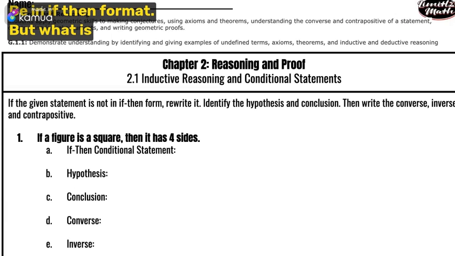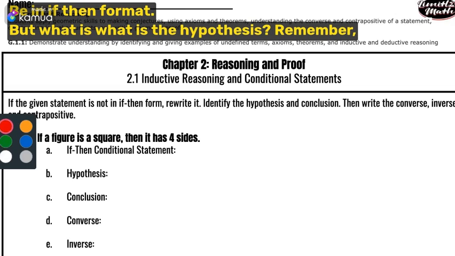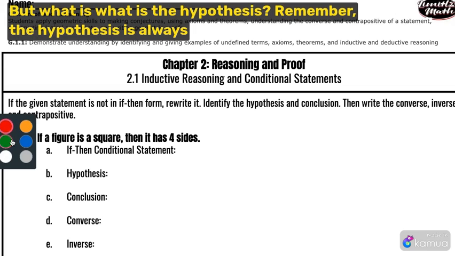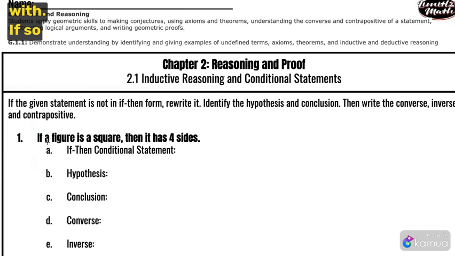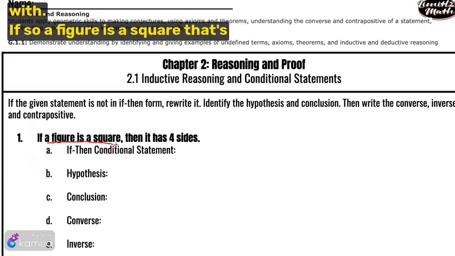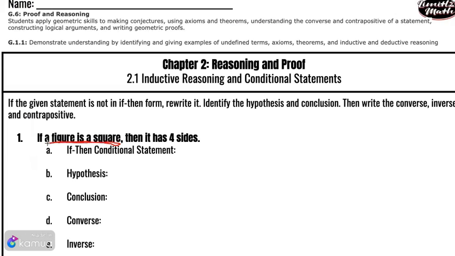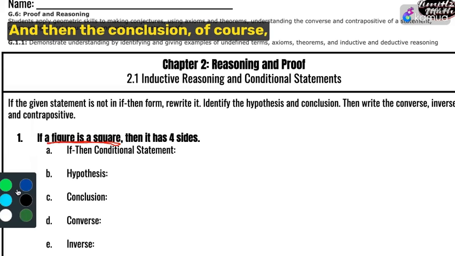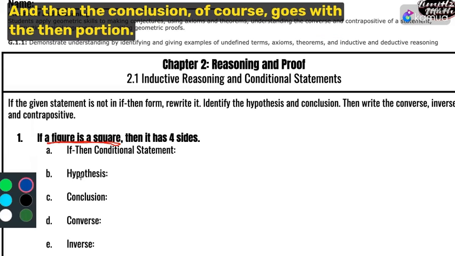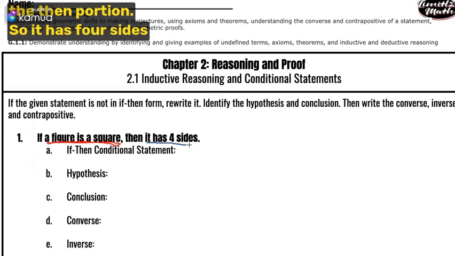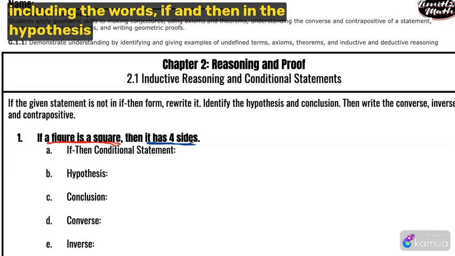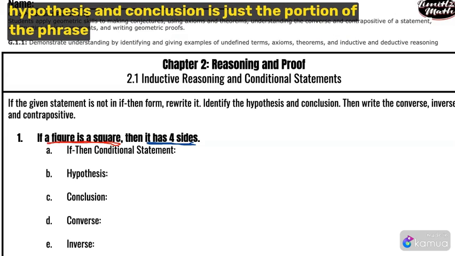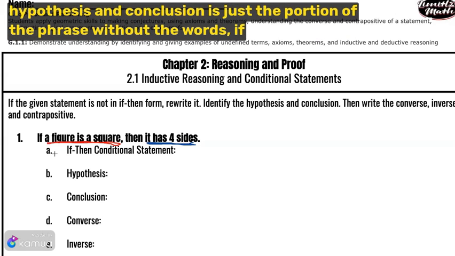But what is the hypothesis? Remember, the hypothesis is always with if. Hypothesis goes with if. So a figure is a square. That's going to be our hypothesis. And then the conclusion, of course, goes with the then portion. So it has 4 sides. Notice again how we are not including the words if and then in the hypothesis and conclusion. It's just the portion of the phrase without the words if and then, okay?